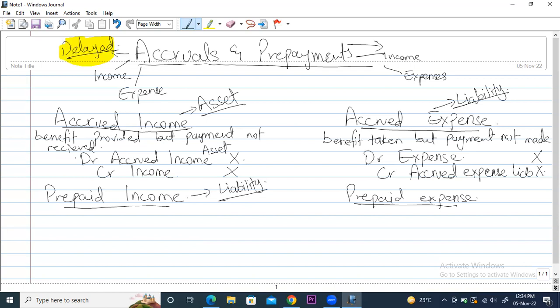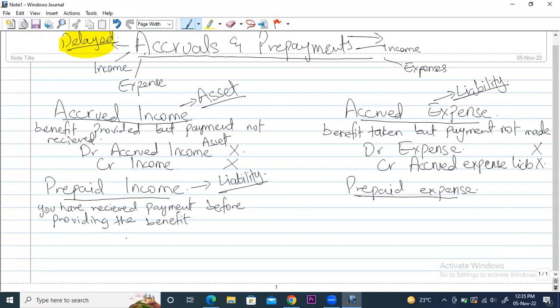So what we do is, you have received payment before providing the benefit. So this is the definition of prepaid income. Now let's look at the double entry. So obviously it is a liability, right? So what we do is credit liability, or credit prepaid income liability. I'm just writing credit liability over here. Credit we do liability, right?